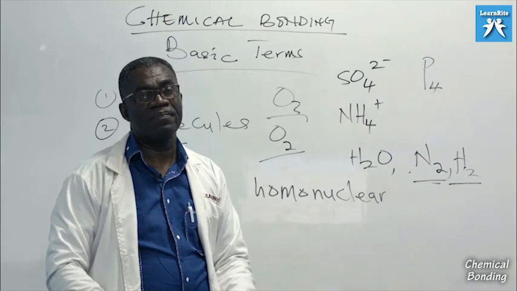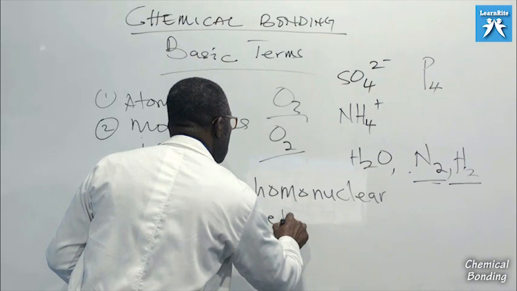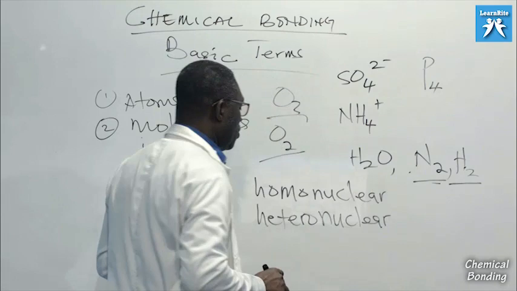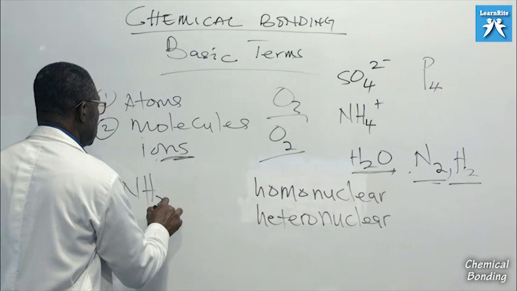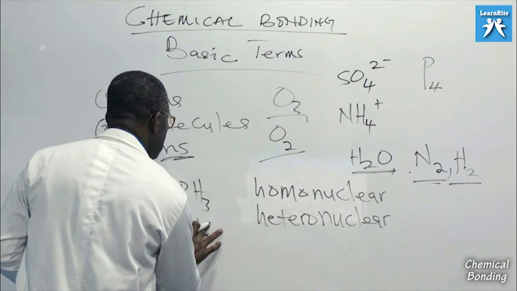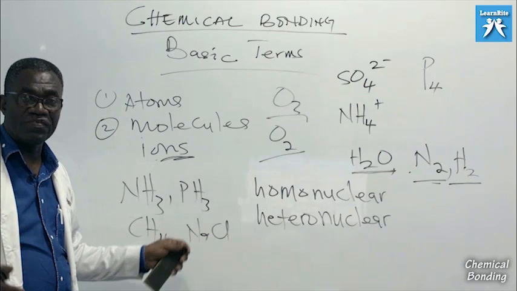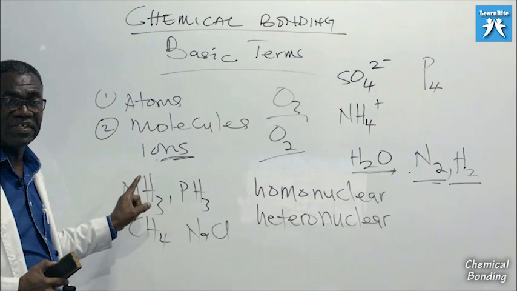Now, if you have different types of atoms coming together to form a molecule, then the word used there is hetero. Heteronuclear. Please note, one word: heteronuclear molecules. An example is water, ammonia, phosphine, methane, they are different. Sodium chloride. We can write thousands of them. They are called heteronuclear molecules because the atoms that bonded together to form that one molecule are different types of atoms.